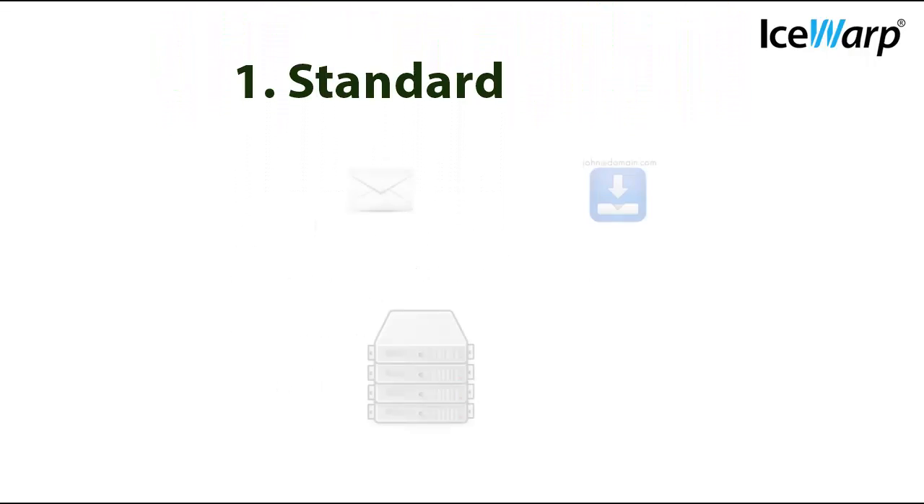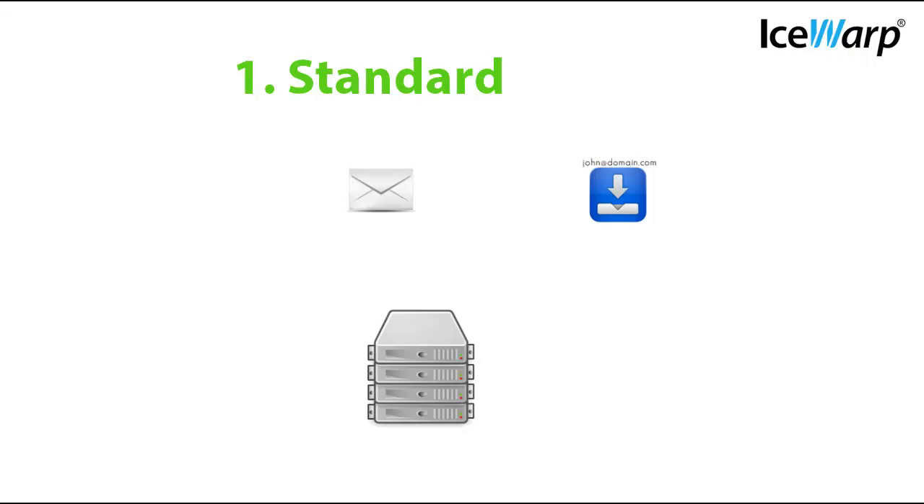The standard domain is the default when setting up IceWarp and is the simplest type of domain. When mail comes into the system, it will look at the domain to find your server. Then it will locate the correct user within the domain and deliver.